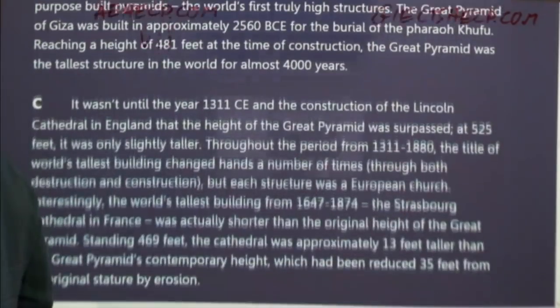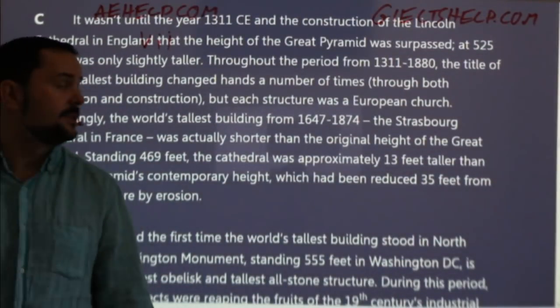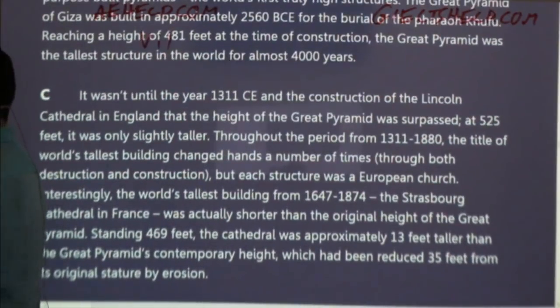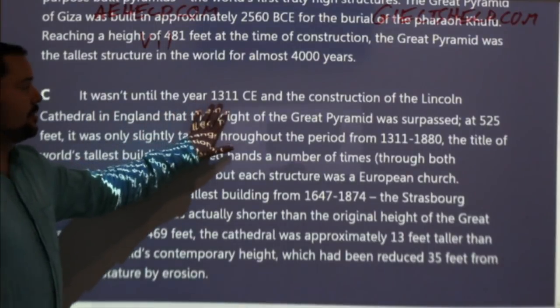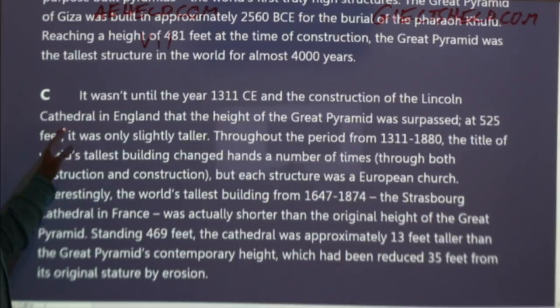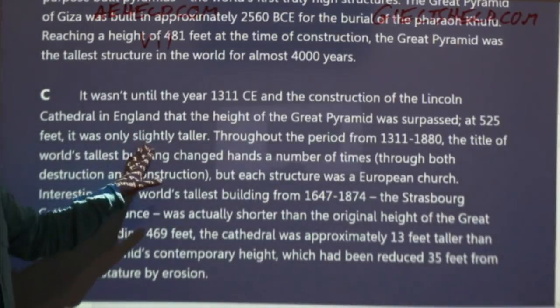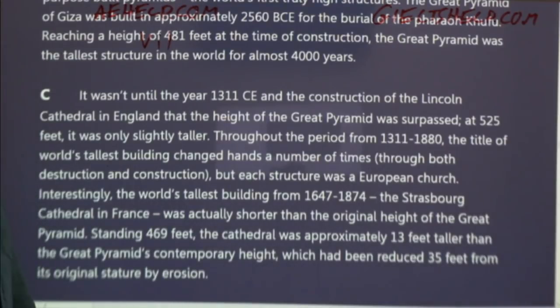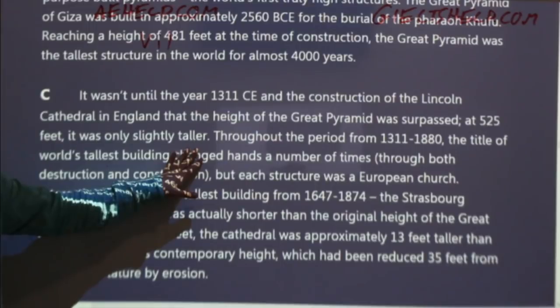All right, let's go to C. Continue on with me. Here we go. It wasn't until the year 1311 CE and the construction of the Lincoln Cathedral in England that the height of the Great Pyramid was surpassed. At 525 feet, it was only slightly taller.